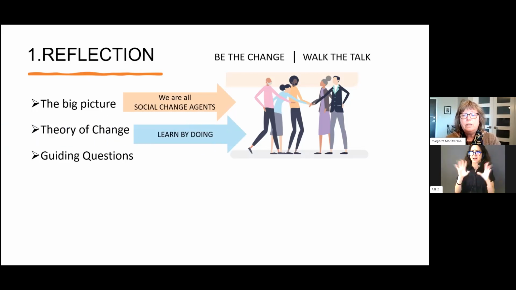And we learn by doing. So that's our theory of change, that if we're going to promote the development of networks, the networks themselves need to practice, need to walk the talk and figure out how to engage everyone in the community so that these networks reflect the diversity of the people who live in the local places. And then there are also guiding questions that are meant to spark discussion.